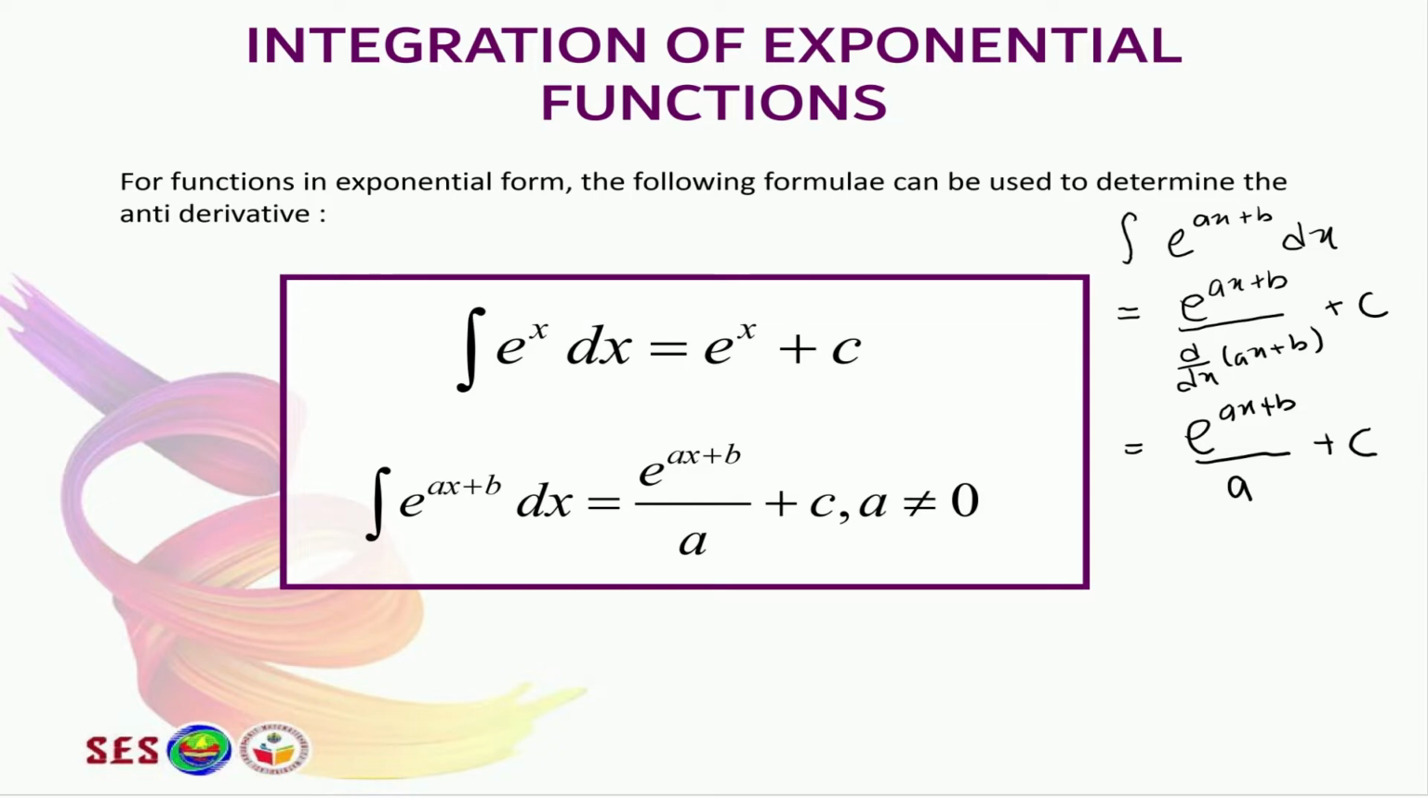So in general, for functions in exponential form, the following formulae can be used to determine the antiderivative. For the first formula, we integrate e^x with respect to x. This is actually e^x divided by 1, so we get e^x plus c. For the second formula, when we integrate e to the power of ax plus b, we get e^(ax+b) divided by the differential, a, plus c, where a cannot be equal to 0.